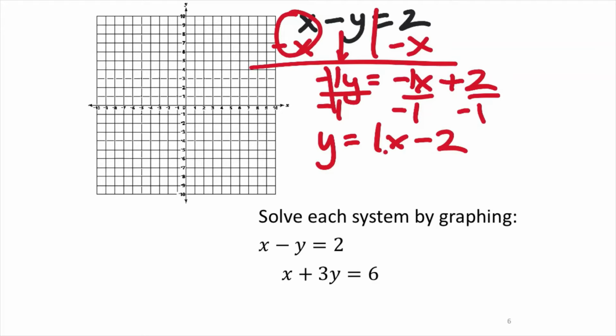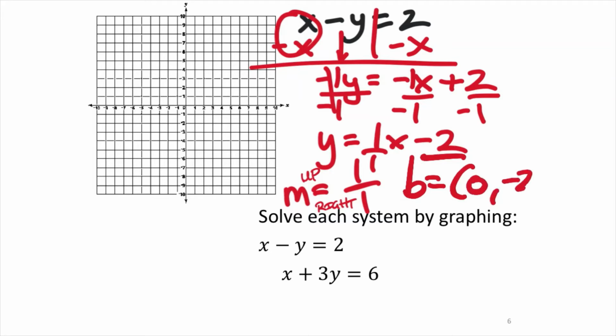Now the coefficient of x, 1, I'm going to make it 1 over 1 so I can see the rise and run. So I can see my slope, 1 over 1. And that means, since the 1 in the numerator is positive, I would go up 1. And then the 1 in the denominator is positive, so I would go to the right 1. Up 1, to the right 1. And then I need my y-intercept, which is just that negative 2 right there. But remember, it's an ordered pair, so make sure it's 0, negative 2.